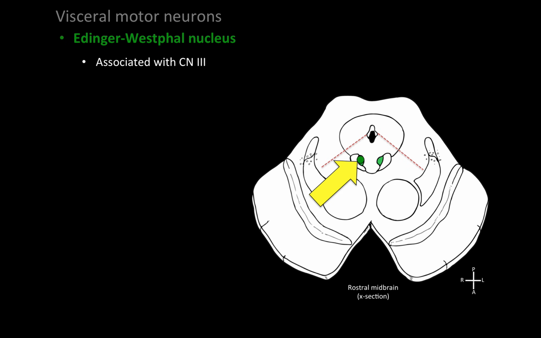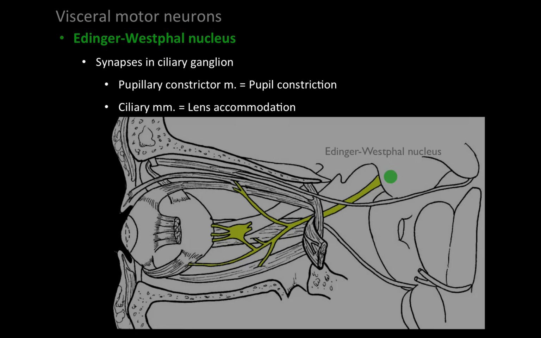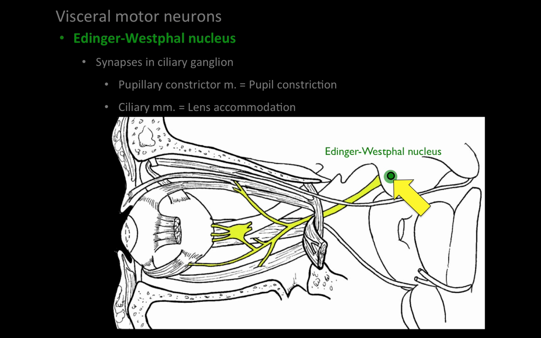This is associated with cranial nerve number 3, and the axons course through the red nucleus and exit ventrally, and then once they exit, those axons are in the same epineurial sheath as the somatic motor axons coming from the oculomotor nucleus. In this lateral view of the orbit, we're going to trace this out. So the Edinger-Westphal nucleus is there, and the axon is going to course ventrally as the arrow points, and then the synapse is going to occur in the ciliary ganglion.